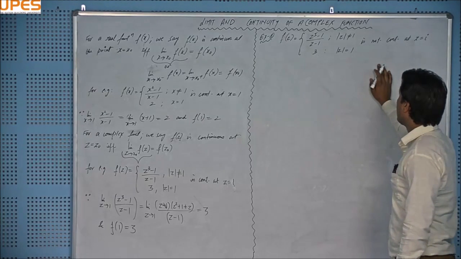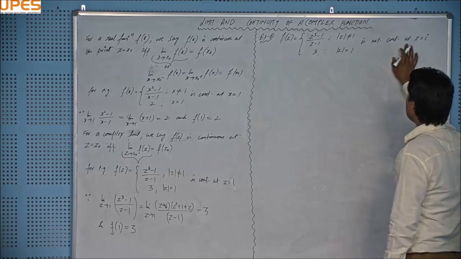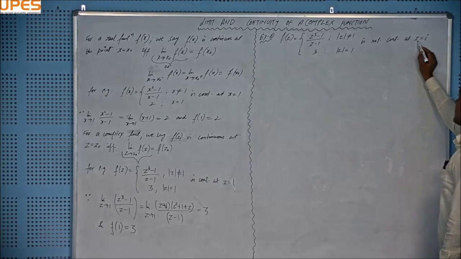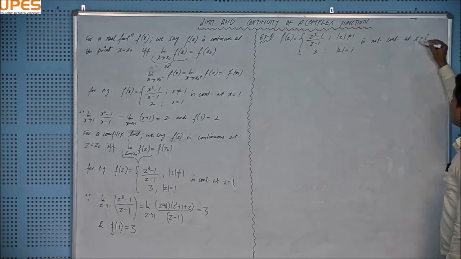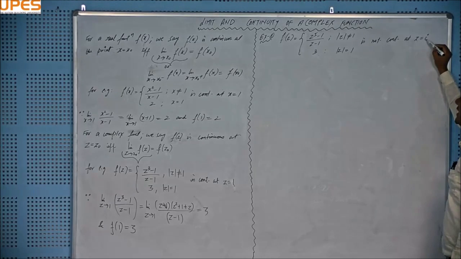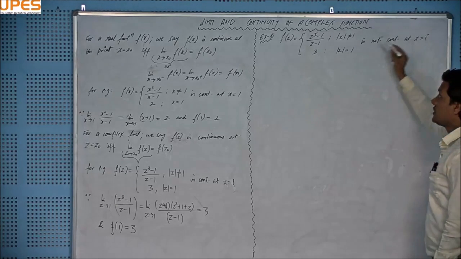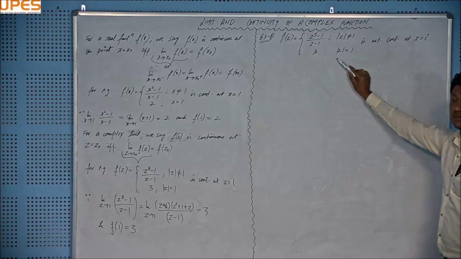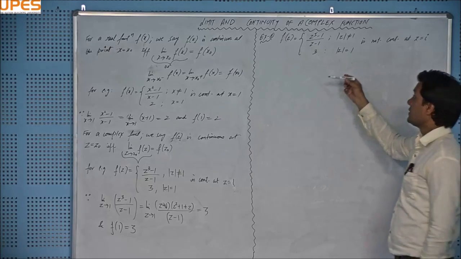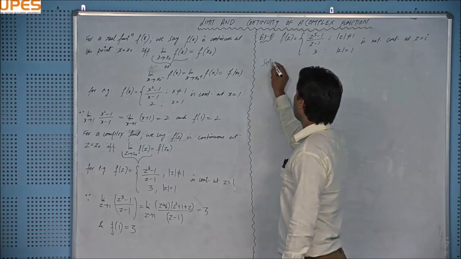And you can see that z equal to iota is given, and if you take the modulus of iota, it is equal to 1. So for z approaching iota, we will use this function, and for z equal to iota, we will use this function. Solution.